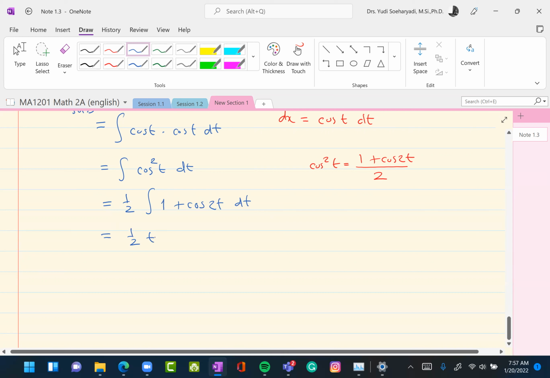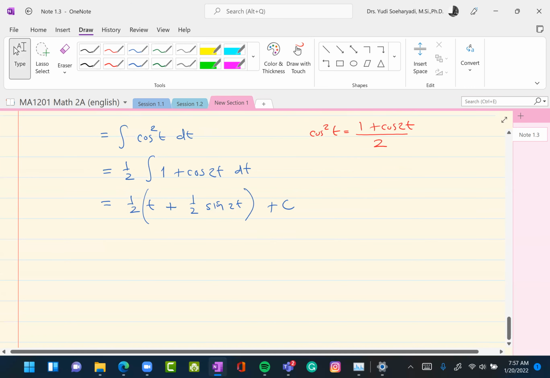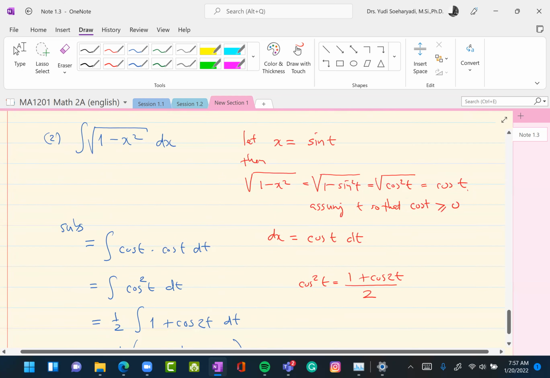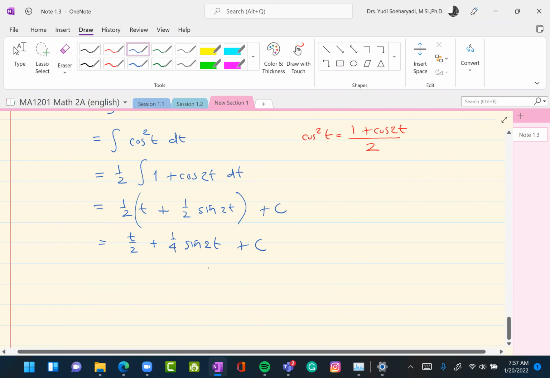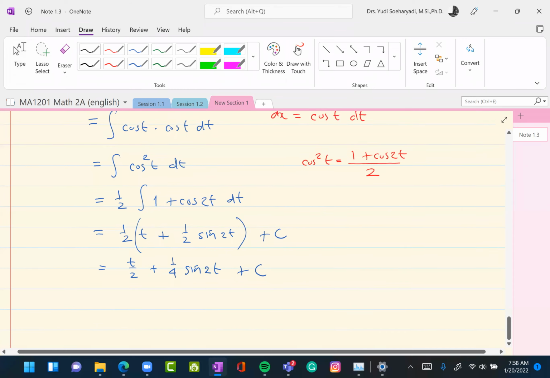So we have the integral of 1 dt, plus the integral of cosine 2t, which is 1/2 sine 2t, plus t. All right, so t over 2. All right, on this problem here we start with the variable x, somehow we end up with a variable t, so we should be able to rewrite the t using x.